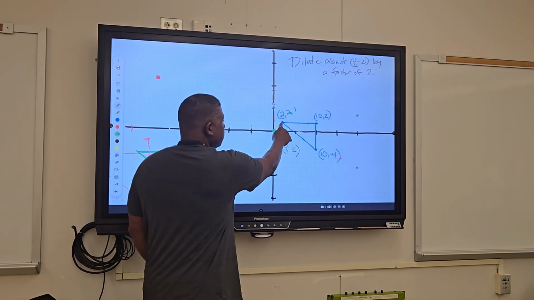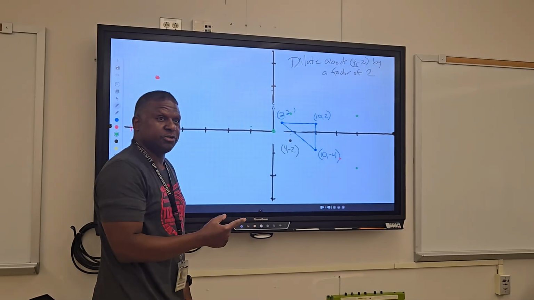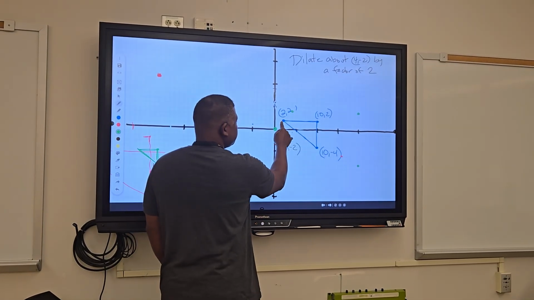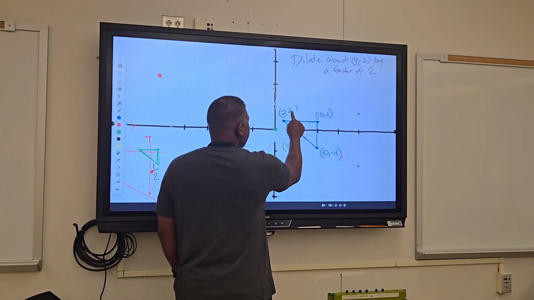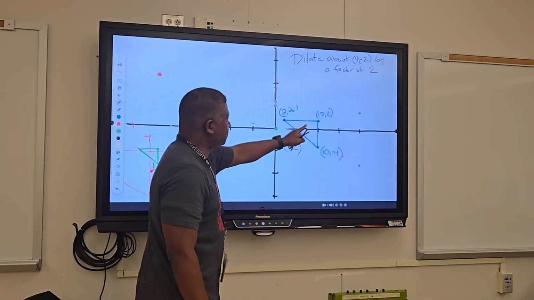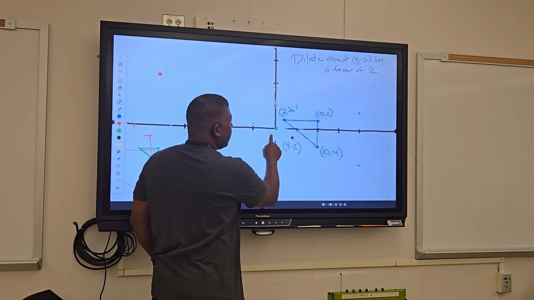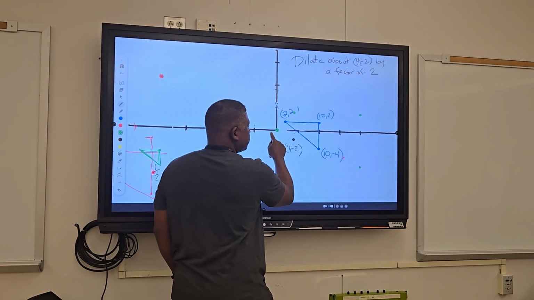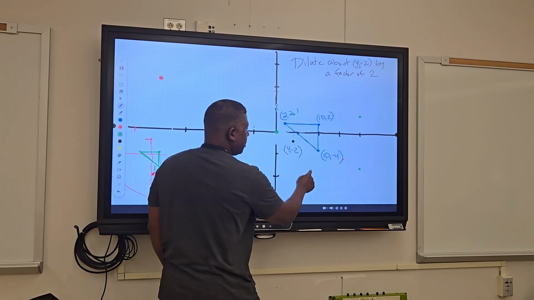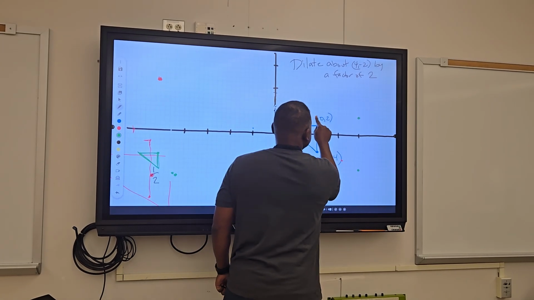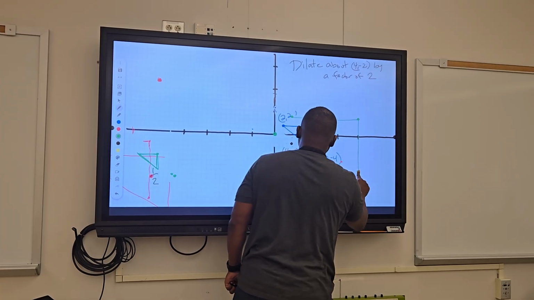Notice that 2, 2. If I double the point 2, 2 by 2, it's going to be at 4, 4. So 2, 2 times 2 is 4, 4. I got that point right there. 10, 2: 10 times 2 is 20, 2 times 2 is 4. So if I dilate 10, 2 from the origin, it's going to go to 20, 4. And 10, negative 4 is going to go to 20, negative 8. And notice I end up with this triangle.